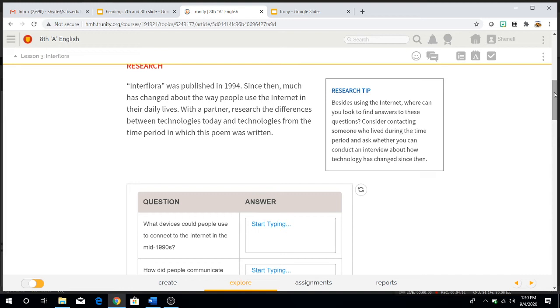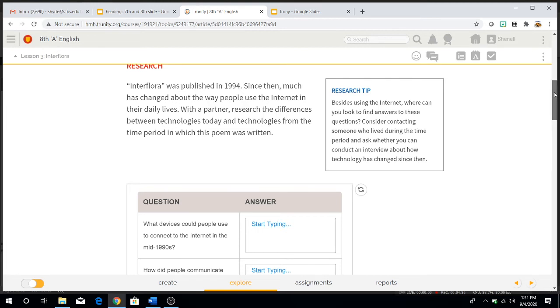Interflora was published in 1994. Since then, much has changed about the way people use the internet in their daily lives. With a partner, but in this case on your own, research the differences between technologies today and technologies from the time period in which this poem was written, which was in the 90s. So you guys have to investigate what technology was like in the 90s and what technology is like today.